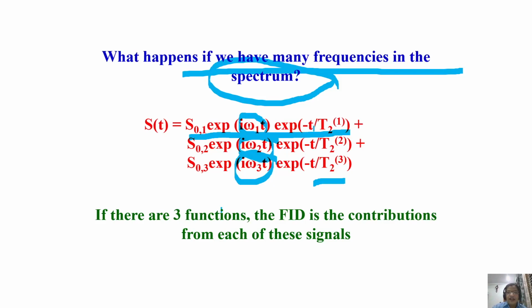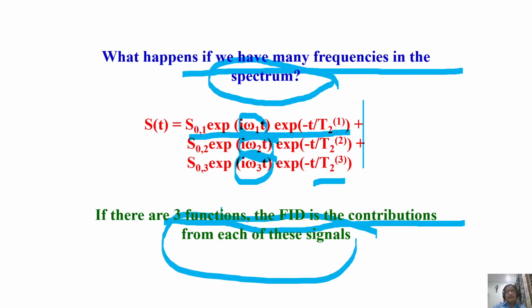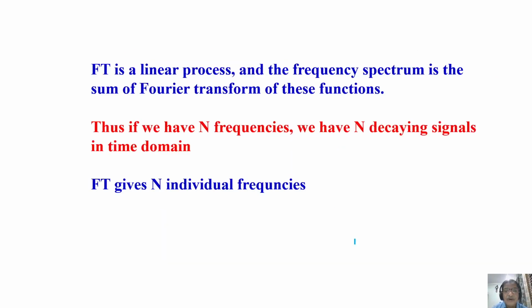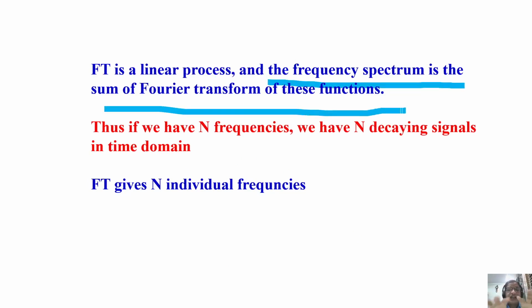Now the question is, if there are many such time domain signals, the FID is the contribution from each of the signals. Also, one of the important points to remember is that Fourier transformation is a linear process, and the frequency spectrum is the sum of the Fourier transforms of the individual time domain functions. There are 3 FIDs in the time domain corresponding to the 3 frequencies present. Do the Fourier transformation, and you will get 3 frequencies.